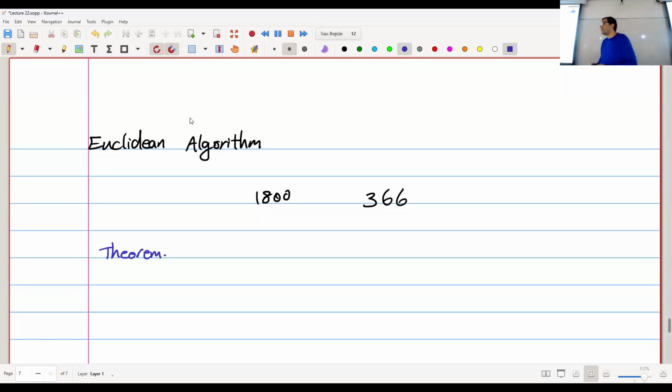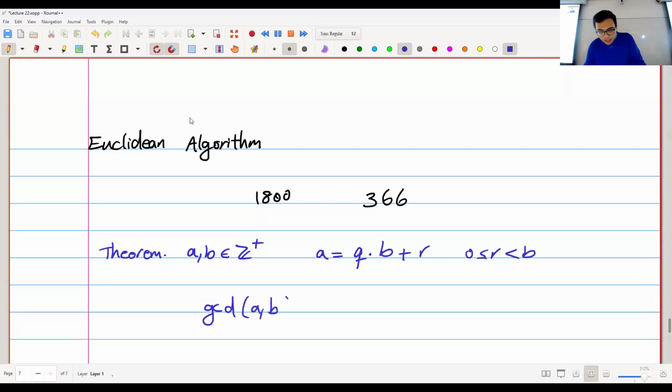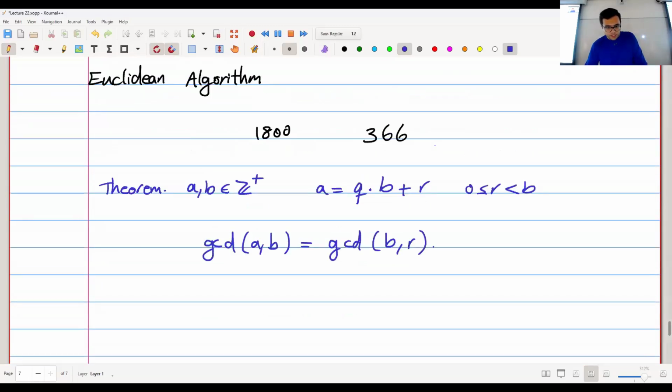Remember that we had this division algorithm. So if I had two numbers A and B, I could write A as Q times B plus R. So suppose that A and B are positive numbers for now. And let's say that A is equal to Q times B plus R, where R is between 0 and B minus 1. Okay. What can I say about the GCD of A and B? I claim that the GCD of A and B is the same as the GCD of B and R.